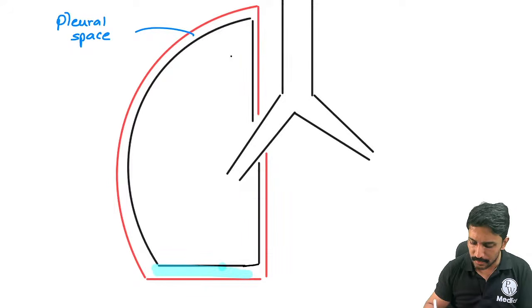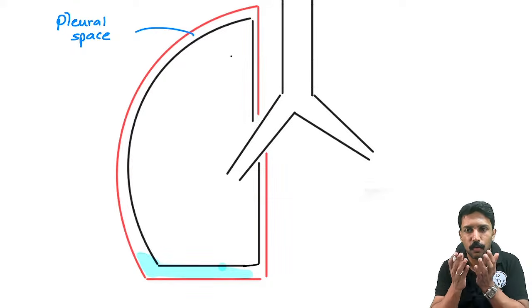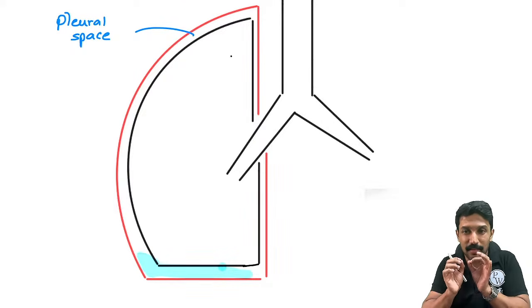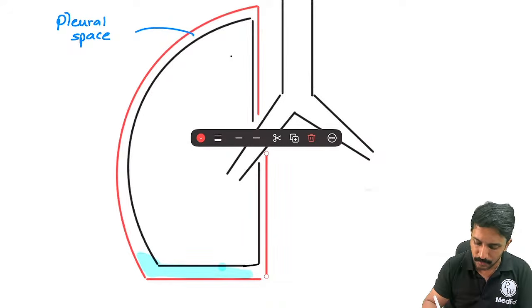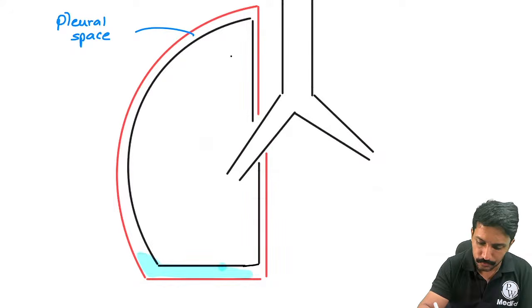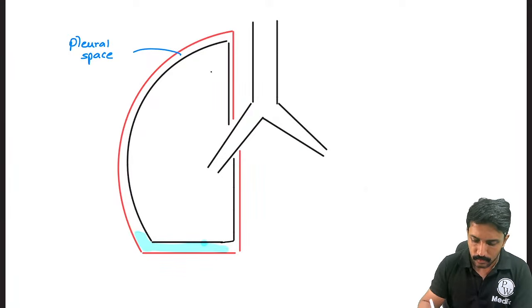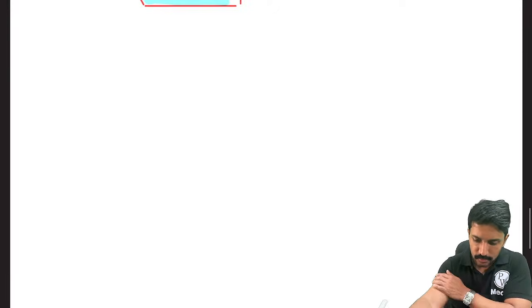So I start accumulating the fluid here, and as I start filling the fluid in this space, what will happen to the lung? The lung gets pushed up, and this lung is a spongy tissue. So as I start pushing this lung up, being a spongy tissue, what will happen to this lung? So let me sketch it one more time. The iPad is not responding.